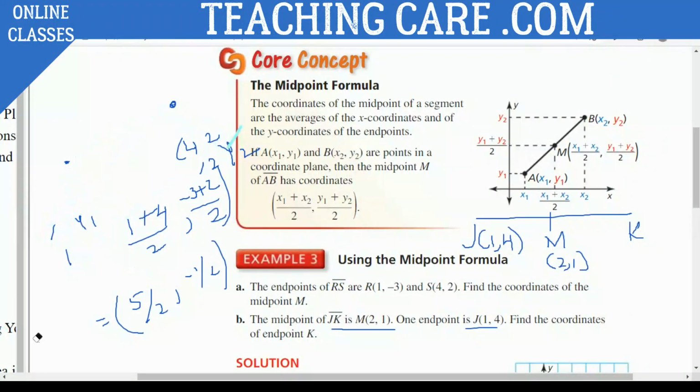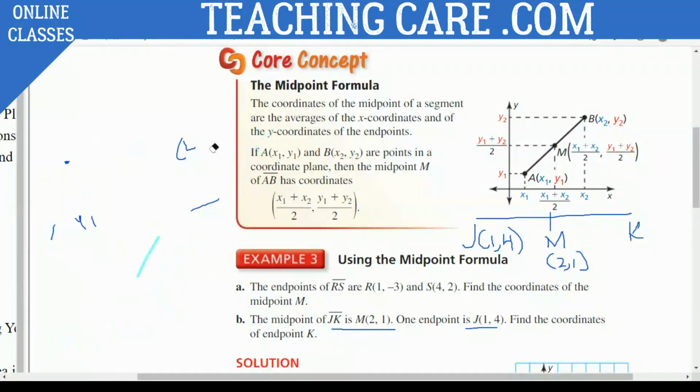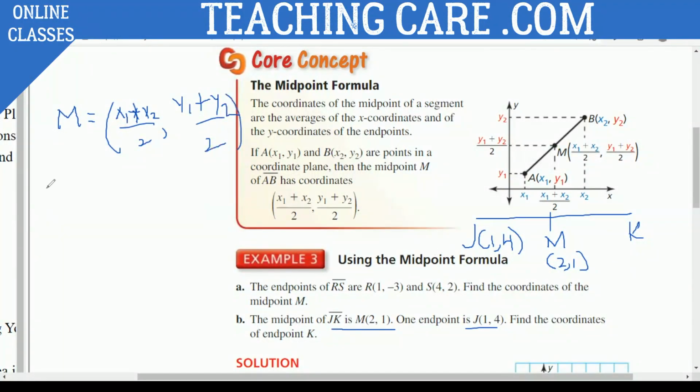Just give me a second. I could do it here as well. So the first thing, what is the formula we have? The midpoint is x1 plus x2 divided by 2, y1 plus y2 divided by 2. This coordinate I have here, 2,1. Now this is your x1 and this is your y1. So it is 1 plus x2, which I don't know, so I will keep it as this, divided by 2. And y1 is 4 plus y2 over 2.